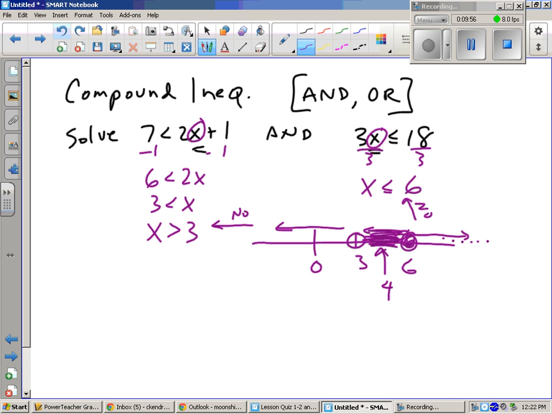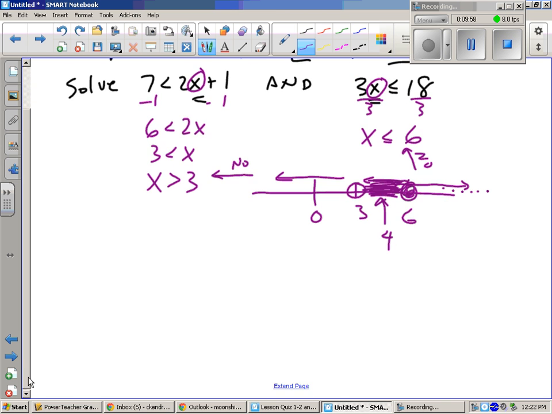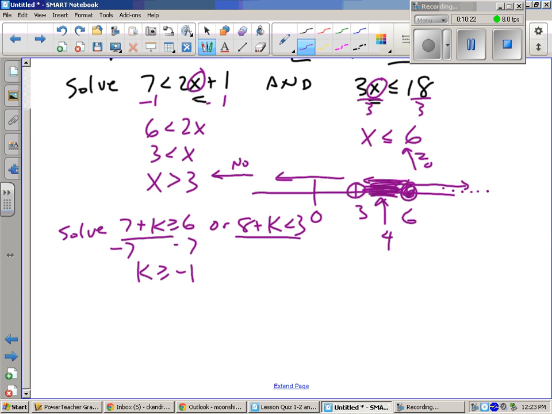Okay, now the next one is the OR problem. So I'll have to solve 7 + k is greater than or equal to 6, or 8 + k is less than 3. I want to find the answers for k that work for this or this. It doesn't have to be both. So subtract 7, so k is greater than or equal to -1. Here I'm going to subtract 8, so k is less than -5.